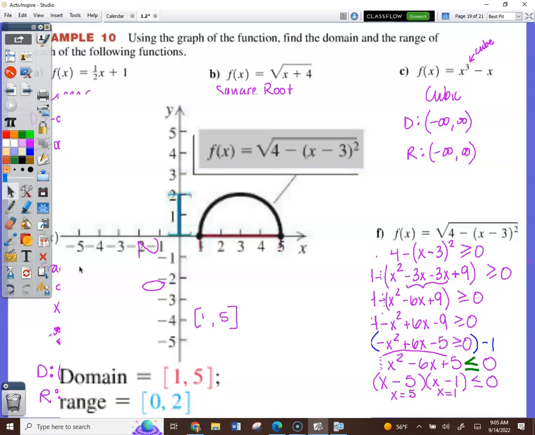Understand how to read the graph, collapsing it to the x-axis and the y-axis.